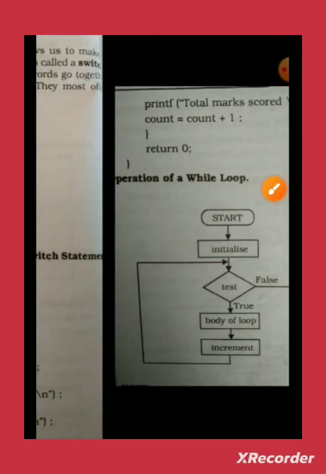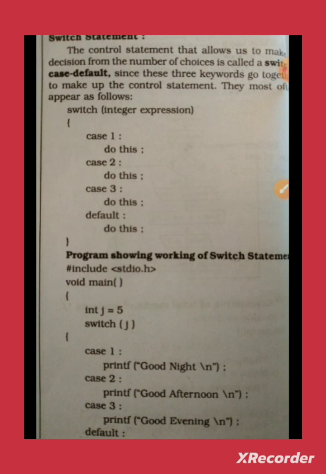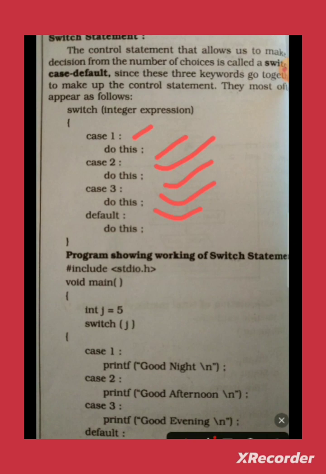Now let's see how we can write a C program using a switch statement. If I have multiple cases, multiple conditions in a single program: in condition 1, print this statement. If it satisfies the second condition, print this statement. If it satisfies the third condition, print this statement. If it doesn't satisfy any of these conditions, by default print this statement.